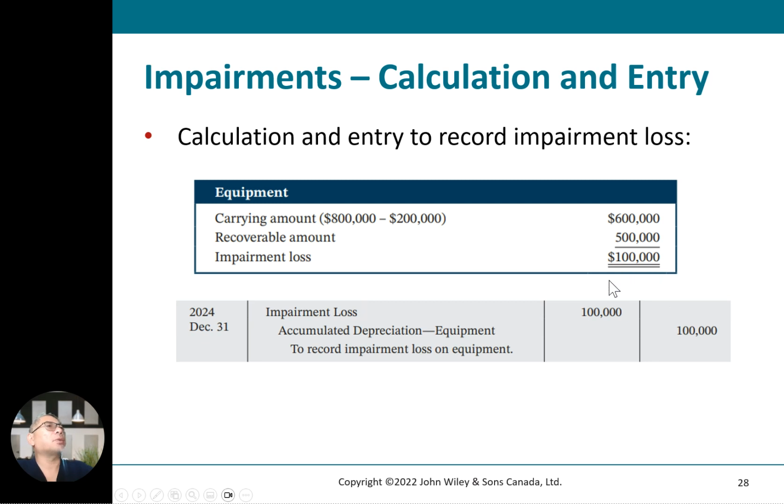So how do you book that? December 31st, impairment loss is 100,000 debit, and accumulated depreciation on equipment is 100,000 credit, to record this impairment loss on the equipment.